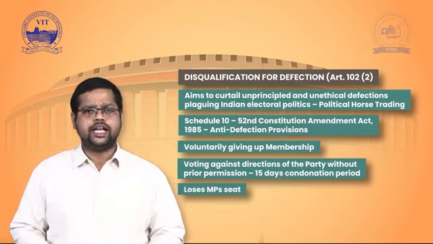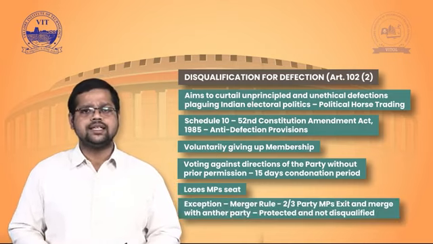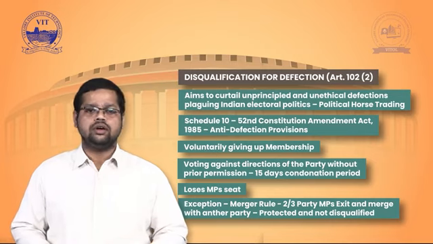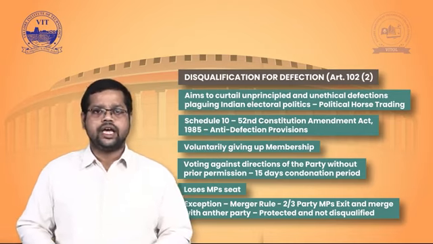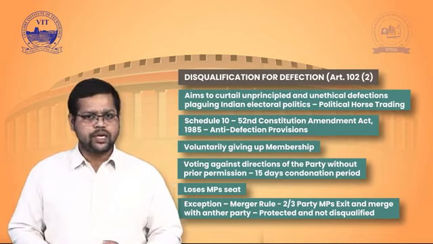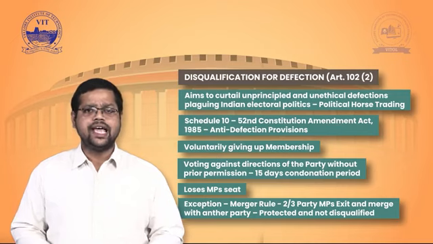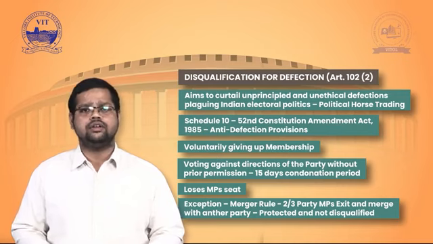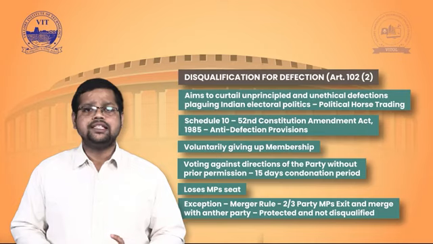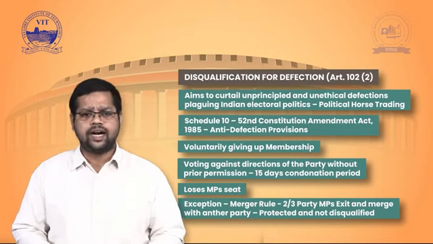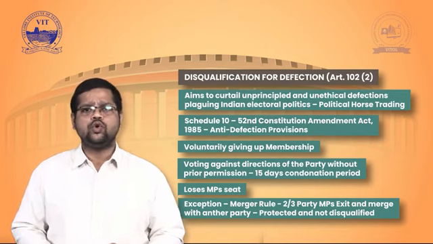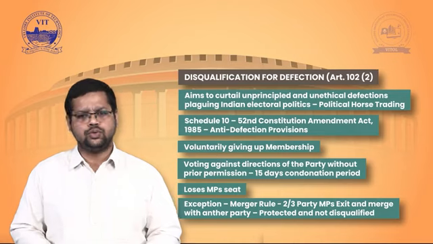There is one particular exception to the principles of anti-defection law. That important exception is what we call the merger rule. Under Schedule 10, whenever a group of individuals exit a party and the number of people exiting the party exceeds a certain threshold, they are saved from anti-defection law provided they merge into another political party, commonly known as the merger rule or the two-thirds rule.